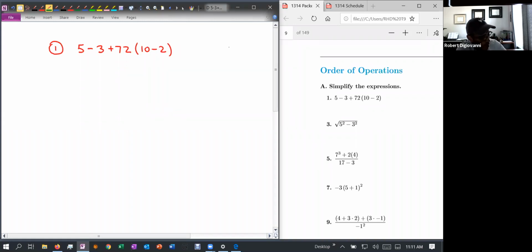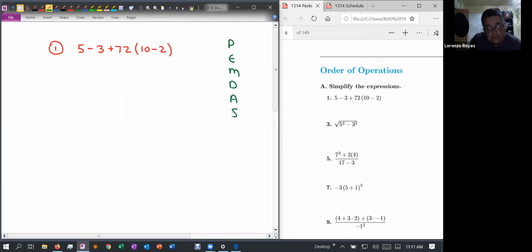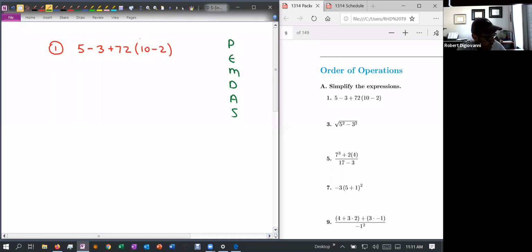If we follow the order of operations, what should I do first? Parentheses. Okay, so I'm going to look in the parentheses and do that first. Now, I am going to write an equal sign, but I'm not creating an equation here. What I'm saying is that this first line is equal to my second line. In my second line I'm going to rewrite everything: 5 take away 3 add 72, and in that parentheses I'm going to do 10 minus 2. And 10 minus 2 is 8, so I now have a new expression.